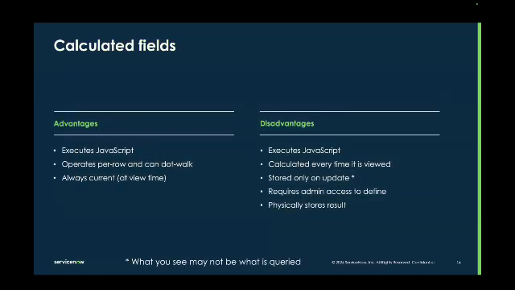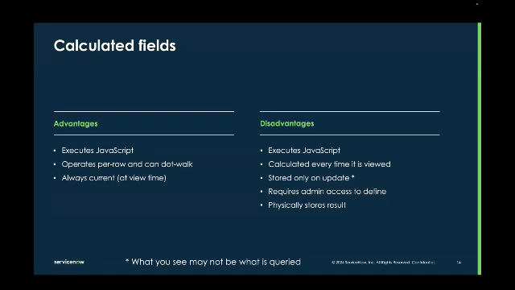So the advantages: it executes JavaScript. You'll notice that the disadvantage is it executes JavaScript. It has to execute that JavaScript. It operates per row, so each row at a time. It's not meant to do a lot of aggregate stuff, but it is looking at, like we saw in the example, A minus B gives me this new field. And it can dot walk. It's very easy to dot walk in there.